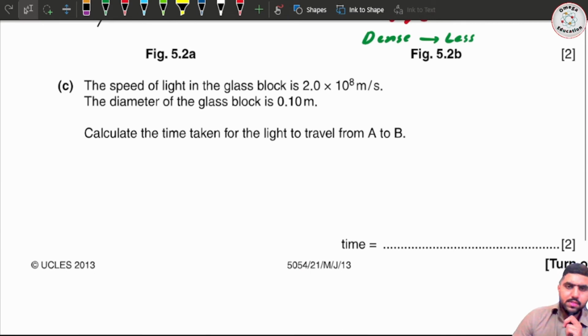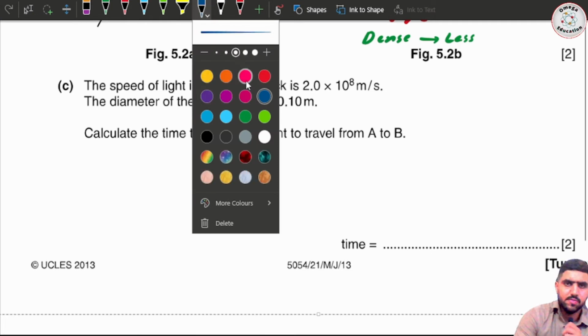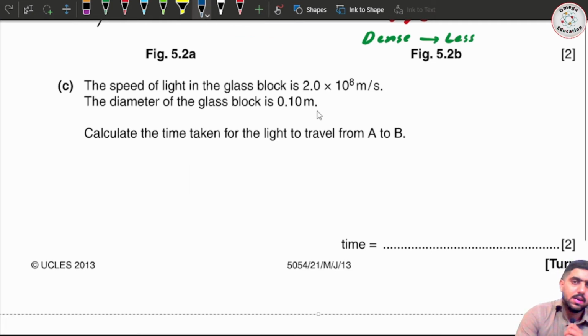Then we have the next one, part C. The speed of light in the glass block is 2.0 × 10^8 meters per second, and that makes sense because the speed of light is greatest in vacuum, in space, but whenever there's a medium, it slows down the speed of light. The object that slows down the speed of light a lot, we say that object is more optically dense.